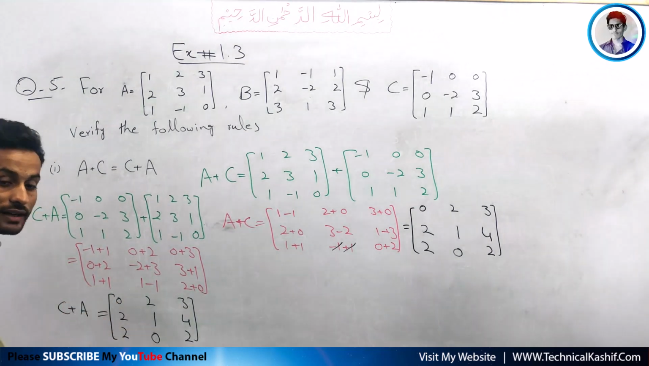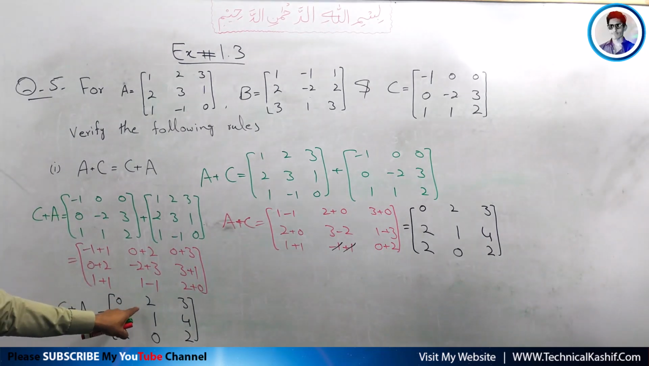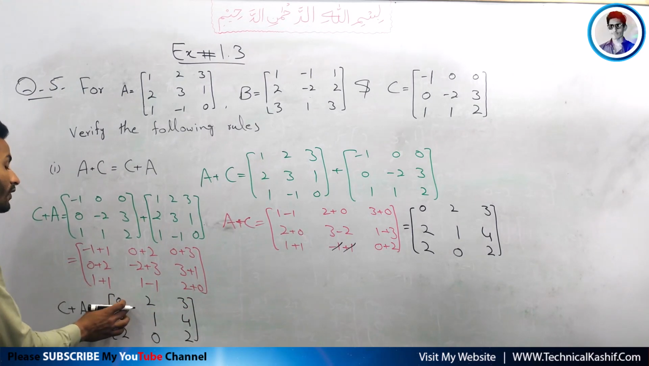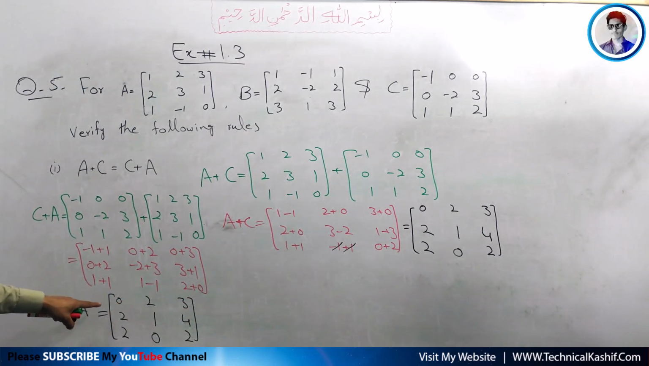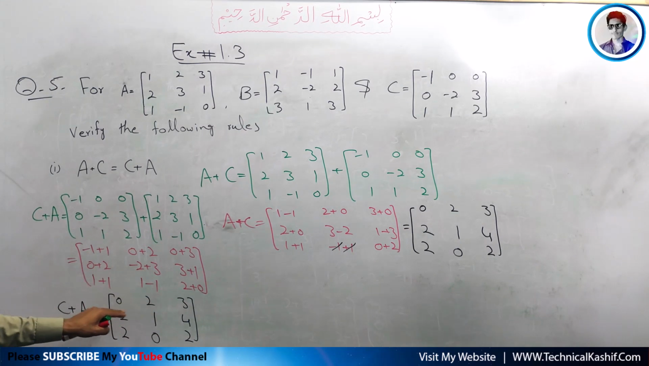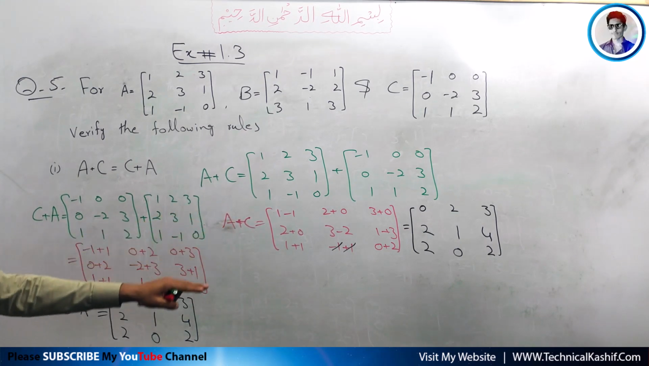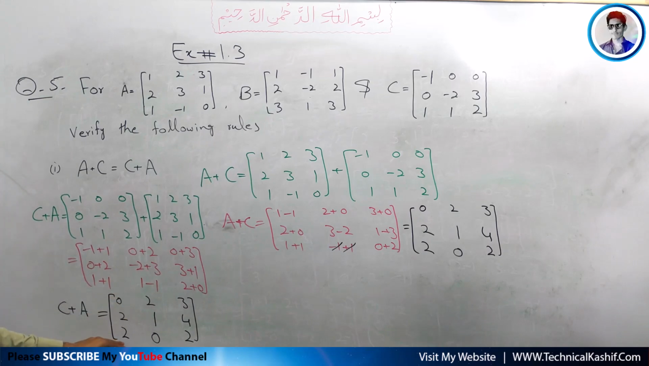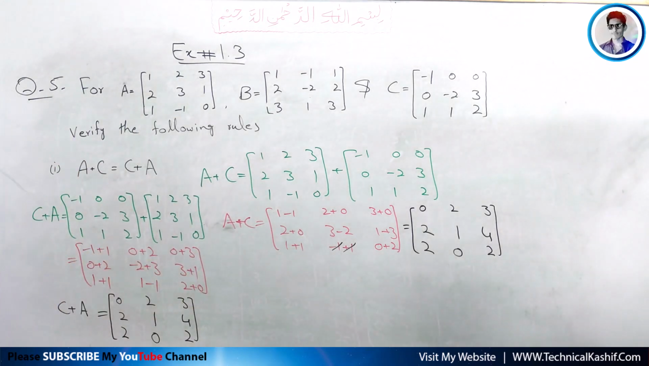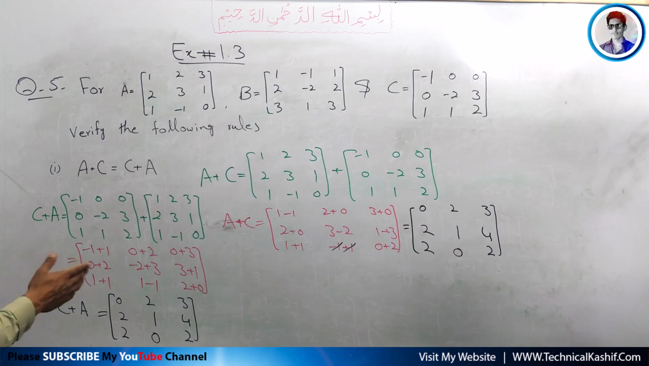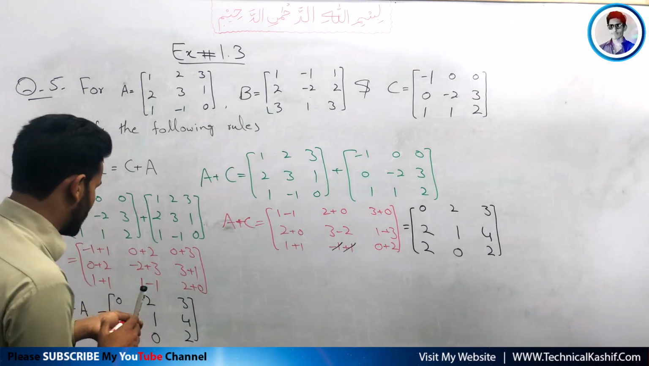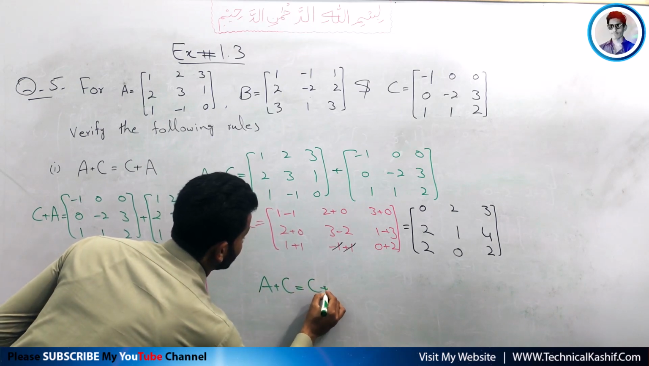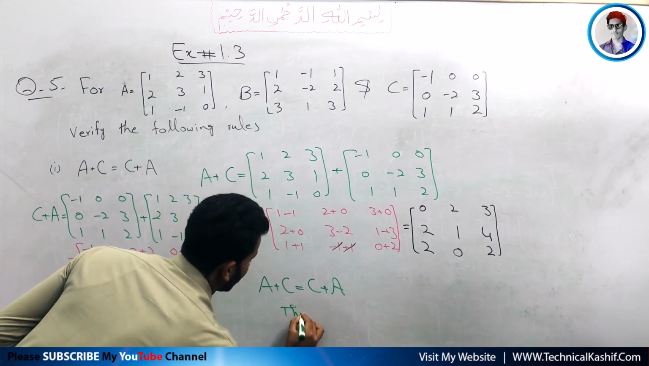They are equal matrices as they have the same order. They are of order 3 by 3 and their corresponding entries are the same: 0, 2, 3 in the first row, and in the second row 2, 1, 4, the same here in A plus C, and 2, 0, 2 is also the same in both these matrices. So we can write A plus C is equal to C plus A. Thus proved.